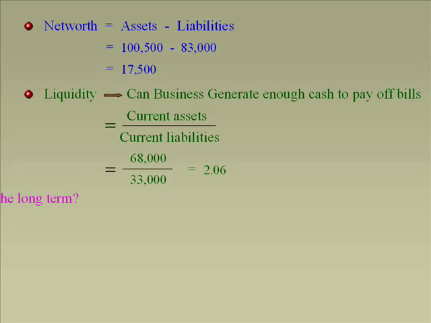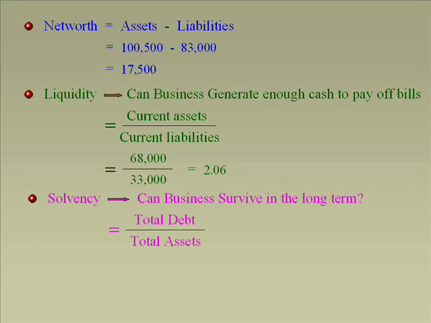Part E, what about solvency? Solvency means, can the business survive in the long term? A loan officer measures solvency by this ratio. Total debt, which is the money the business owes outsiders, divided by total assets. Stop this recording and try it. What do you get? $83,000 divided by 100,005, 82.5. Is that good or bad?